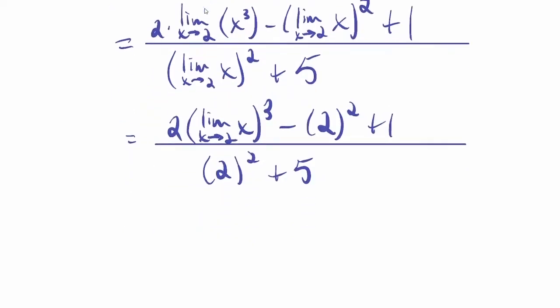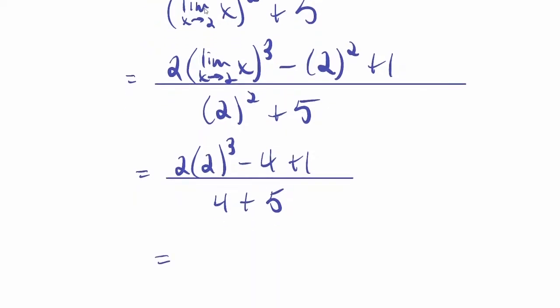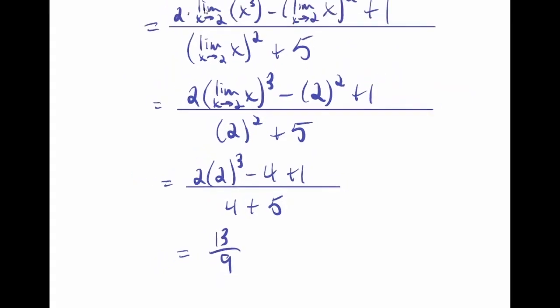Okay. And then here, I can say, oh, well, the limit as x goes to 2 of x is 2, using that identity property. So this will be 2 times 2 cubed minus 4 plus 1, over 4 plus 5. Okay, and so in the numerator, I get 16 minus 4 is 12 plus 1 is 13, over 9. There you go. So that's a lot of writing.